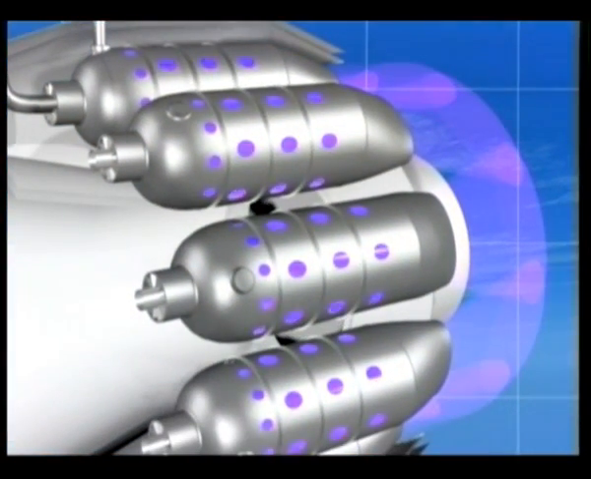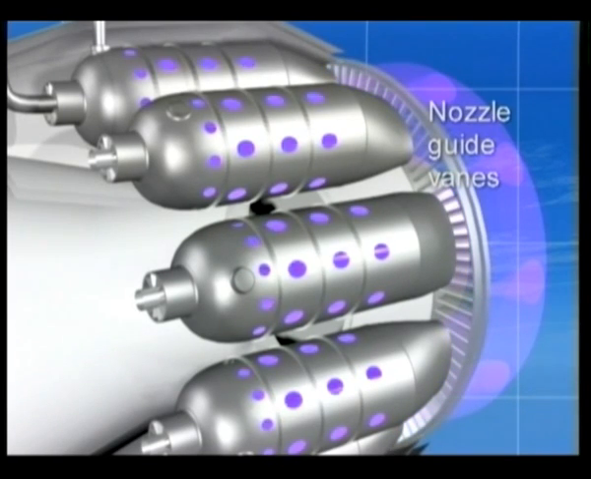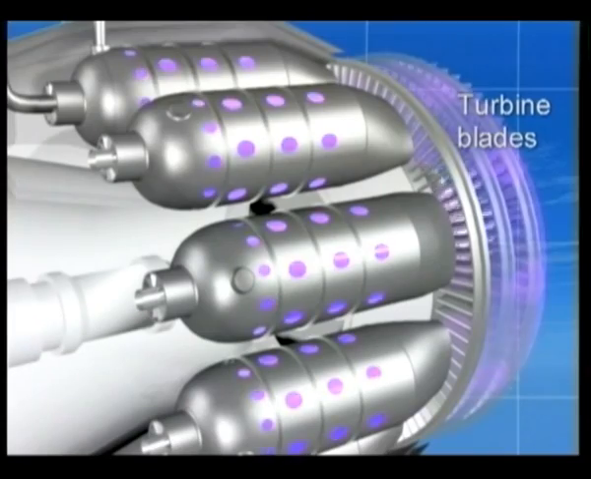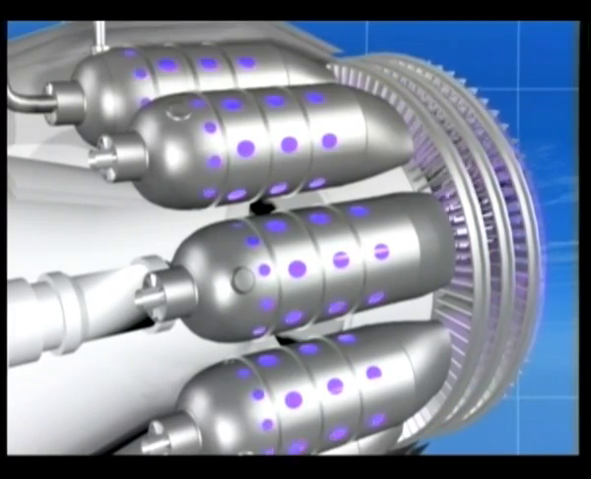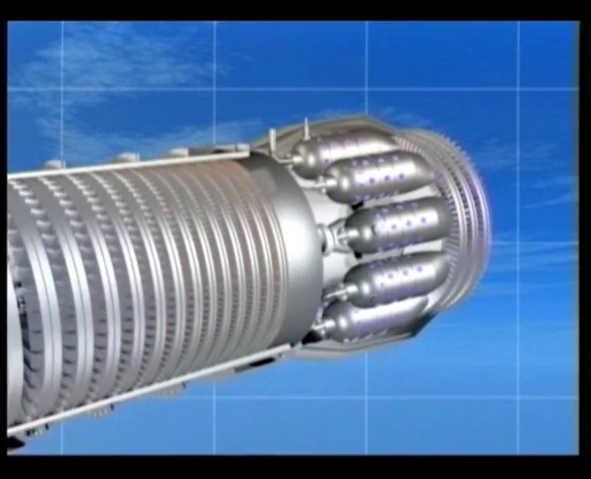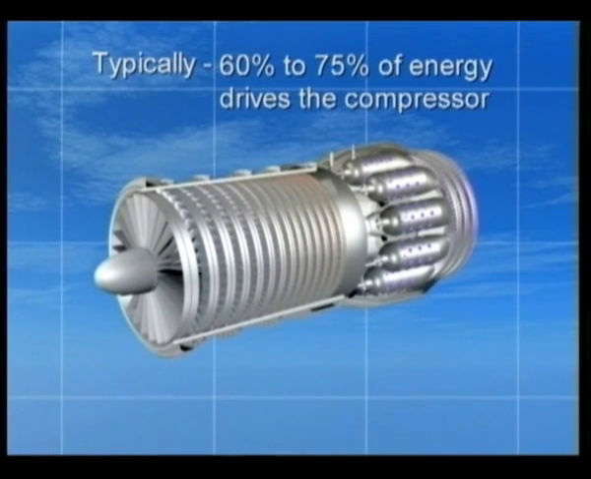After passing through the combustion chambers, the hot gases enter the nozzle guide vanes, which direct them at increased velocity onto the turbine blades, causing the turbine disc to rotate, which in turn drives the compressor. Of the total energy, approximately 60% is used driving the compressor, so that there is a considerable drop in gas pressure and temperature across the turbine.